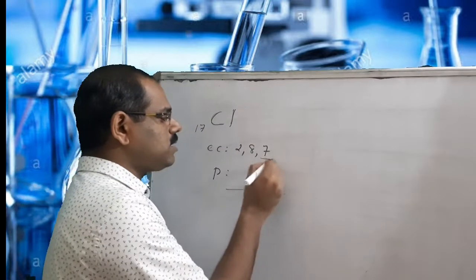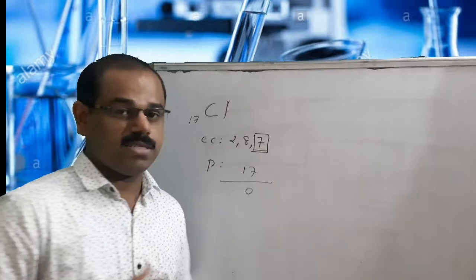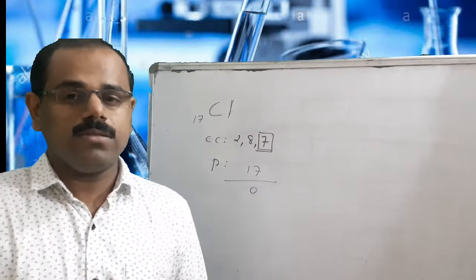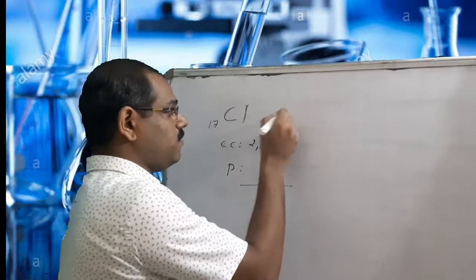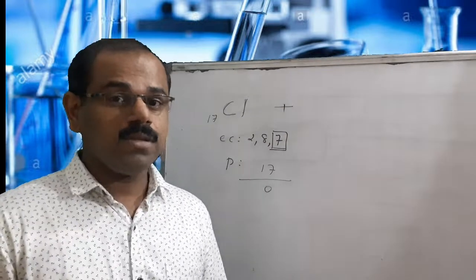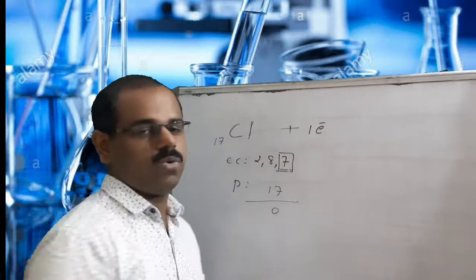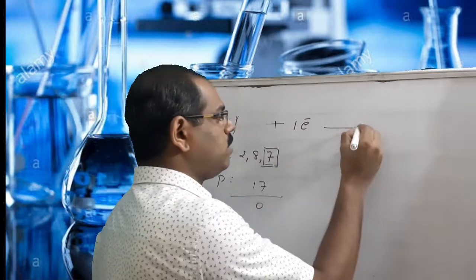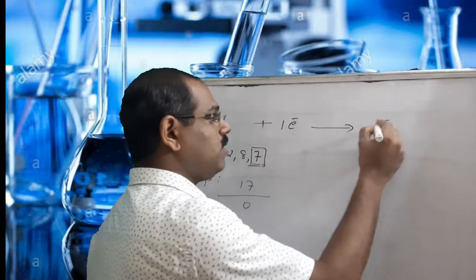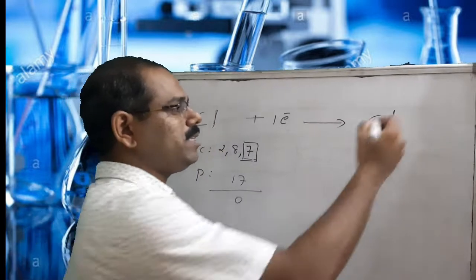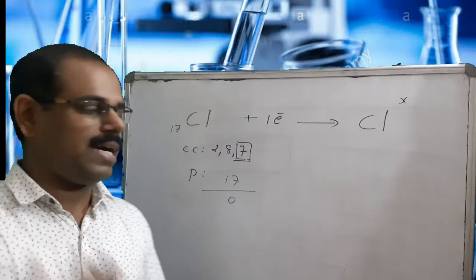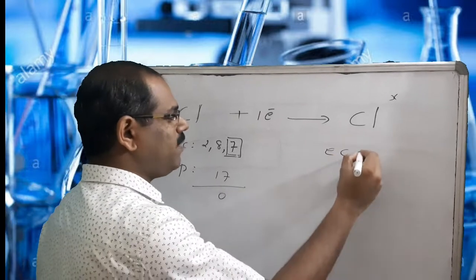See how many electrons are there in the outer shell. There are 7 electrons. So what does an atom do? The atom gains electrons. So it's to form what? So it's to form an octet. It gains 1 electron to the outer shell. Okay. So that chlorine atom forms a chloride ion. What would be the charge here? So let us see what the charge is there.